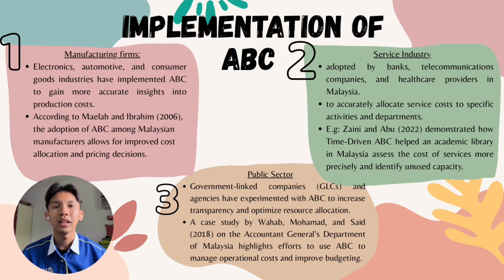For example, Zaini and Abu in 2022 demonstrated how time-driven ABC helped an academic library in Malaysia to assess the cost of service more precisely and identify unused capacity. Meanwhile, in the public sector, government-linked companies (GLCs) have experimented with ABC to increase transparency and optimize resource allocation. A case study by Wahab, Muhammad and Said in 2018 on the Accountant General's Department of Malaysia highlights the effort to use ABC to manage operational costs and improve budgeting.